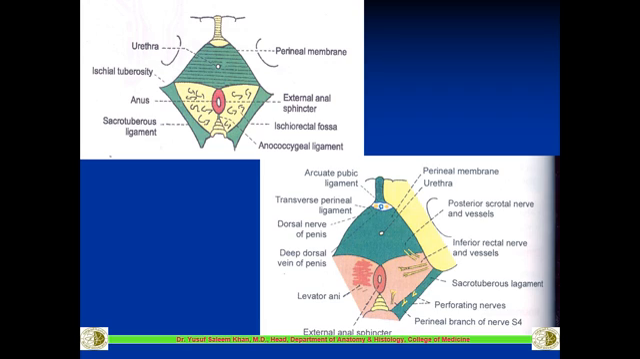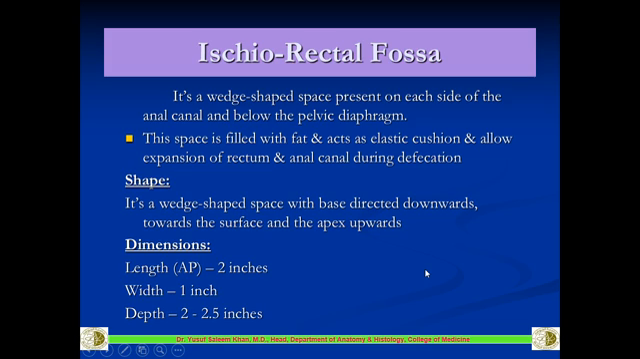So this is how the ischiorectal fossa can be seen when you see from below, and here the skin has been reflected in the perineum, and here you can see the anal canal, and beside the anal canal this is the ischiorectal fossa on either side. Okay, so we'll go into details about this.